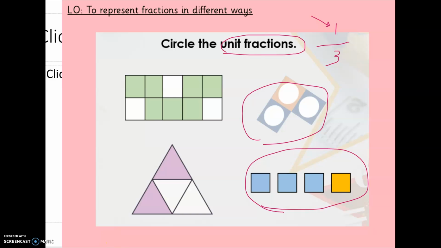Here are the answers on the screen for you now. This one here, this fraction will show 1/3 because 1 of 3 pieces is coloured in. And down here, we have 1/4 because 1 of 4 pieces are coloured in.